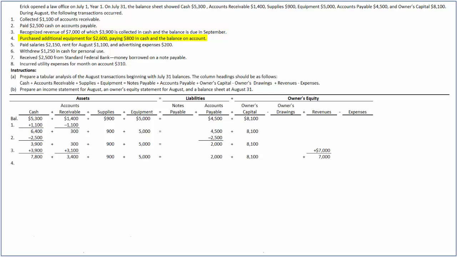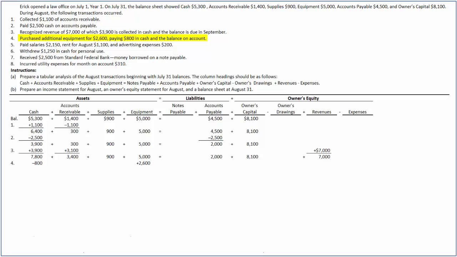In the fourth transaction, the company purchased additional equipment for $2,600, for which only $800 was paid in cash, and the rest was on account. This transaction increases equipment by $2,600 and decreases cash by $800.